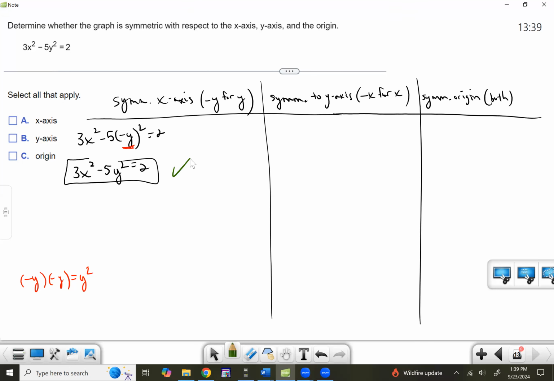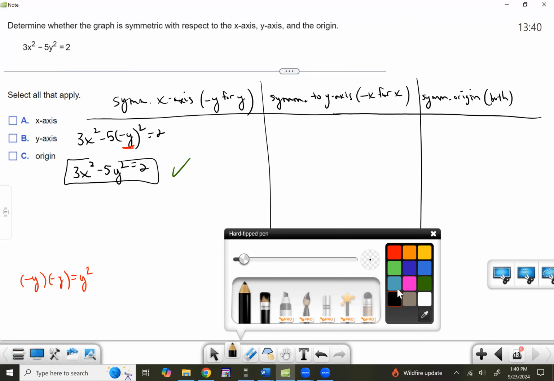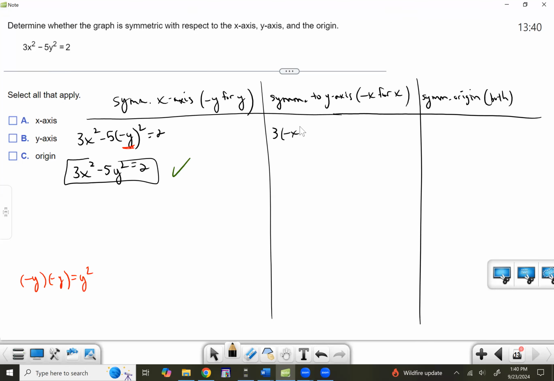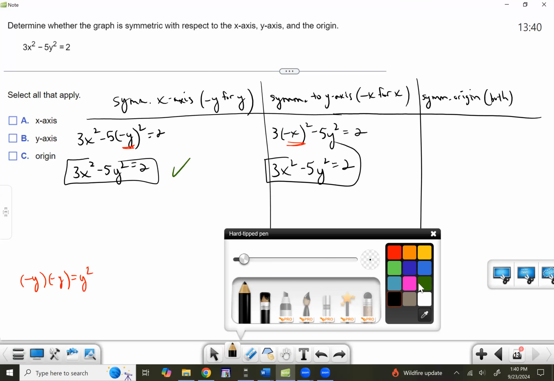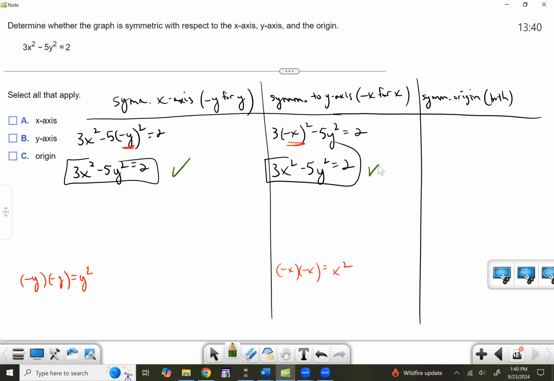All right. Now, if we plug in a negative x for the x in the original equation at the top left of the screen, we kind of get the same thing, because if we take a negative x and multiply it by another negative x, well, negative times a negative is a positive, and an x times an x is an x squared. So we're going to replace this with an x squared. And you can see again, that does match the original exactly. So that's going to be symmetric to the y-axis too.